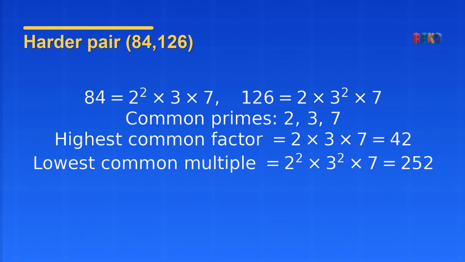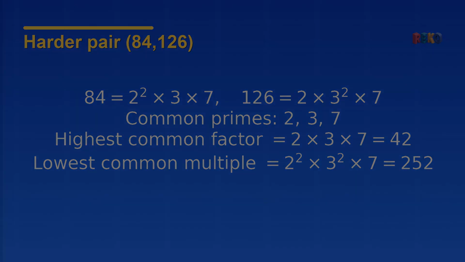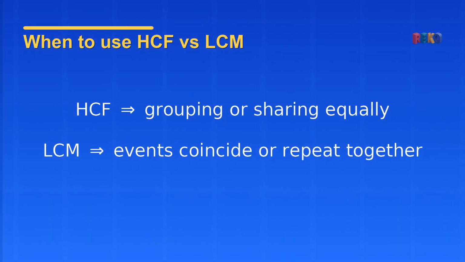84 equals 2 squared times 3 times 7, and 126 equals 2 times 3 squared times 7. For the highest common factor, take the shared primes using their lowest powers. That gives 42. For the lowest common multiple, include all primes with their highest powers. That gives 252. Use the highest common factor when you need to group or share things equally. Use the lowest common multiple when events repeat or coincide at the same time.